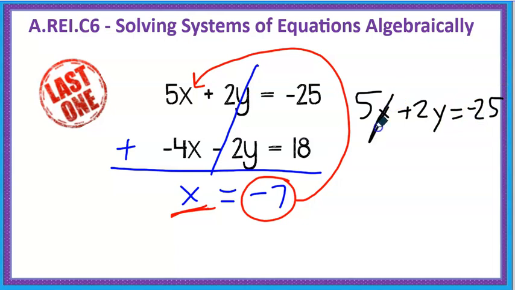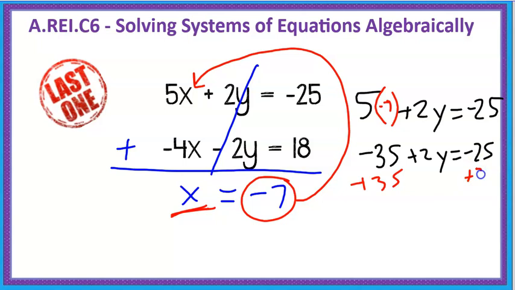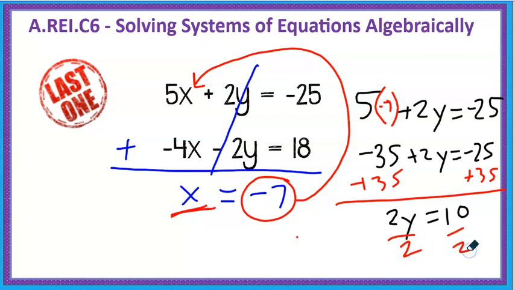I'm going to erase and replace. Notice I use parentheses, and that's helpful here. It will remind me that I'm multiplying. So -35 plus 2y equals -25. Add 35 to both sides. Sorry, my handwriting is so messy, but my stylus isn't working, so I have to use my finger. Alright, divide by 2, and there is my second answer.